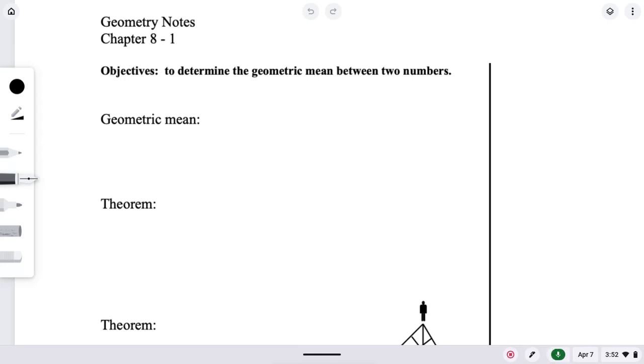This video is for section 8.1 in geometry. We're going to talk about geometric means. So first we have to define what a geometric mean is in a proportion.